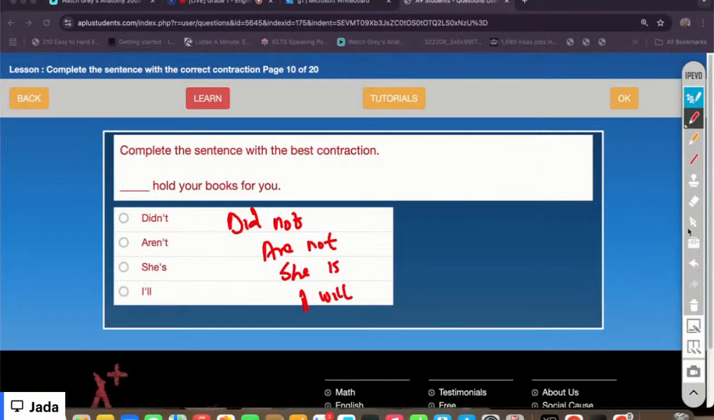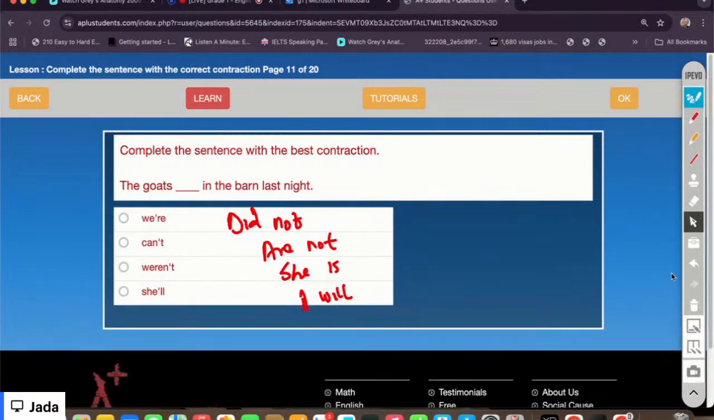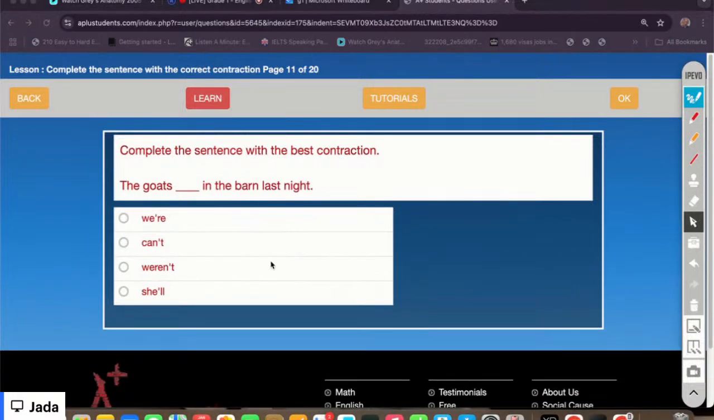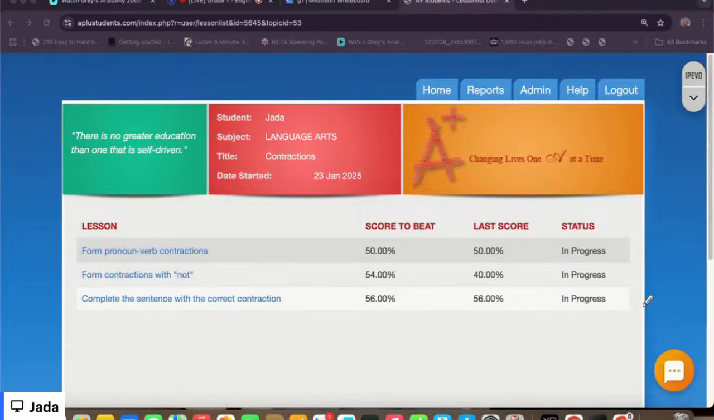Okay, so we have here, I will hold your books for you. So I will hold your books for you, okay? All right. So that's it for everything concerning contractions. You have to make sure that you complete all these lessons under contraction, if you've not done that yet. If you need more help, you click on this chat button here and you can get more help, okay? So you can tell me before we finish, do you have any questions whatsoever? And I will answer your questions.